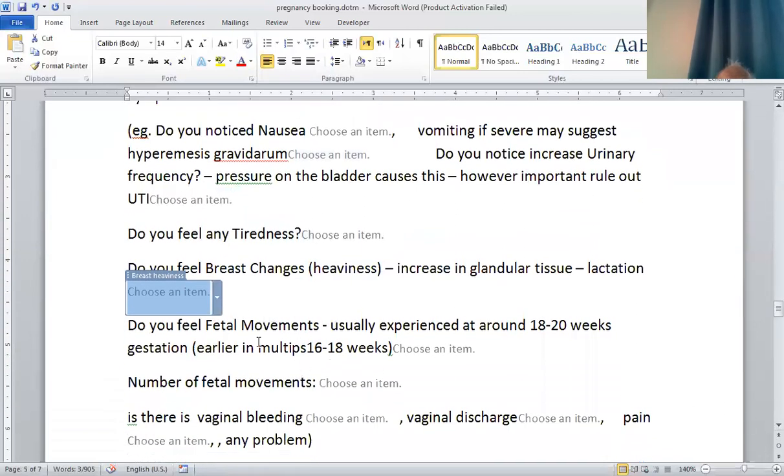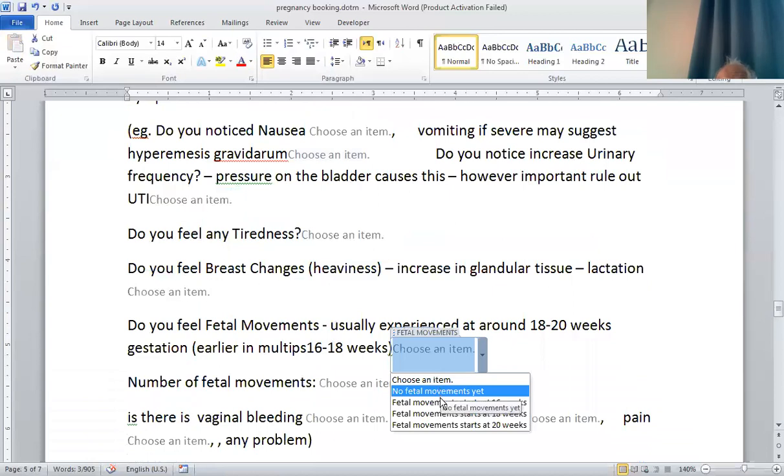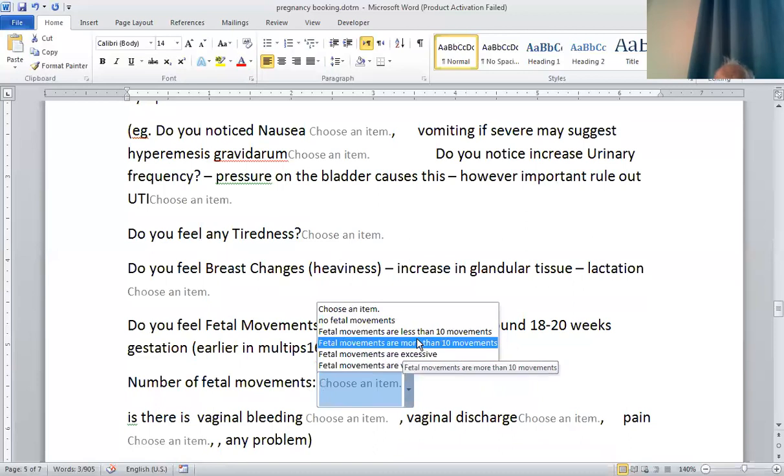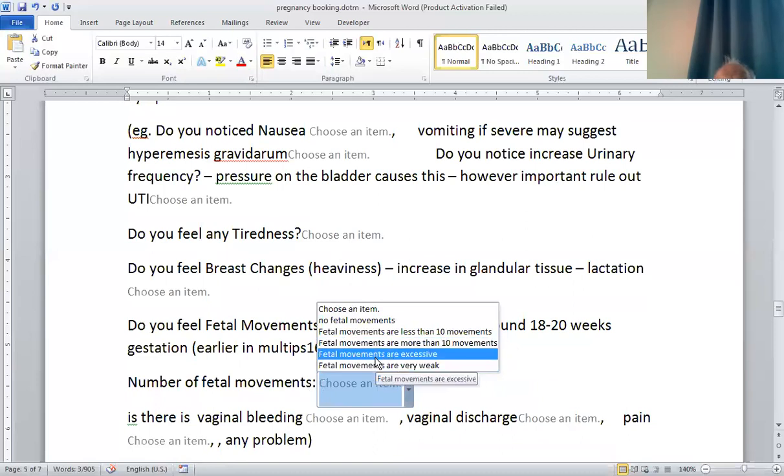And then after 16 weeks, if she comes, we will ask about the fetal movements, when she first records the fetal movements, at 16 to 20 weeks. If she has fetal movements, we should ask about the number of fetal movements: less than 10 movements, or more than 10 movements, or excessive fetal movement.